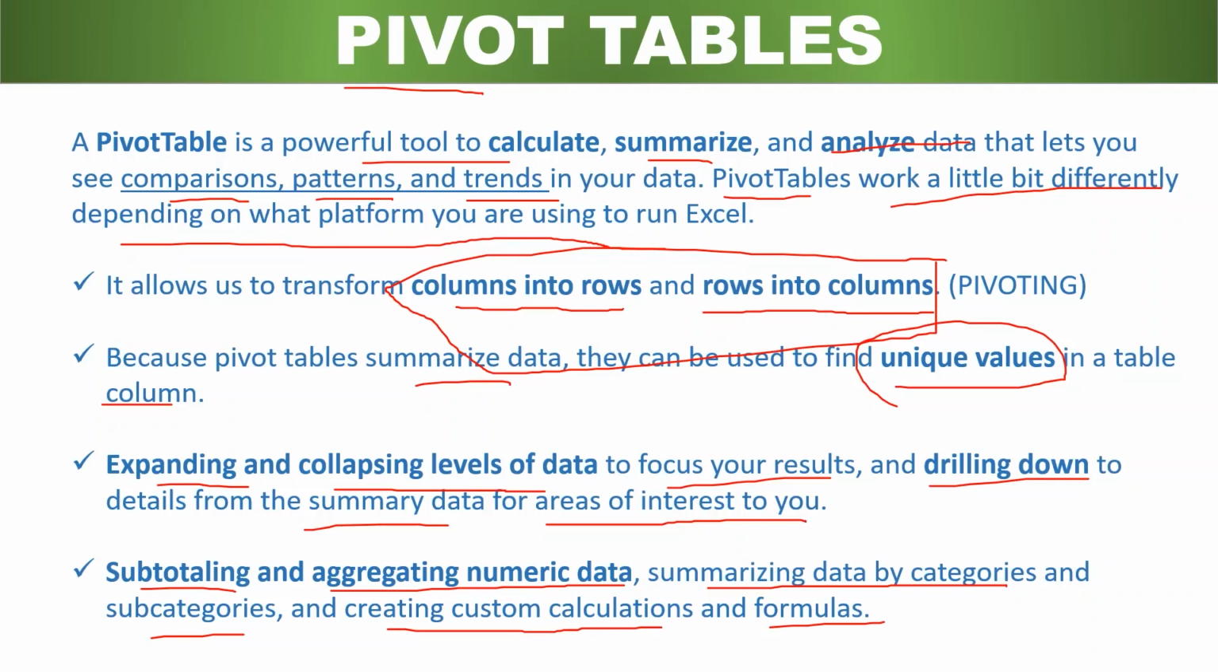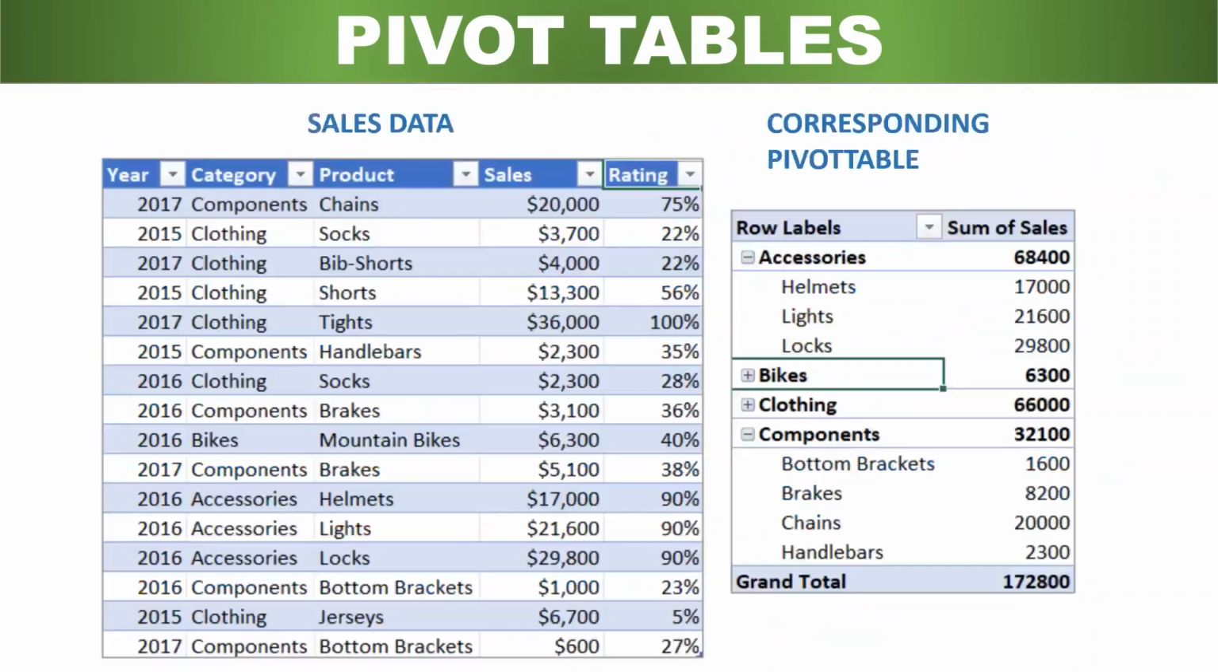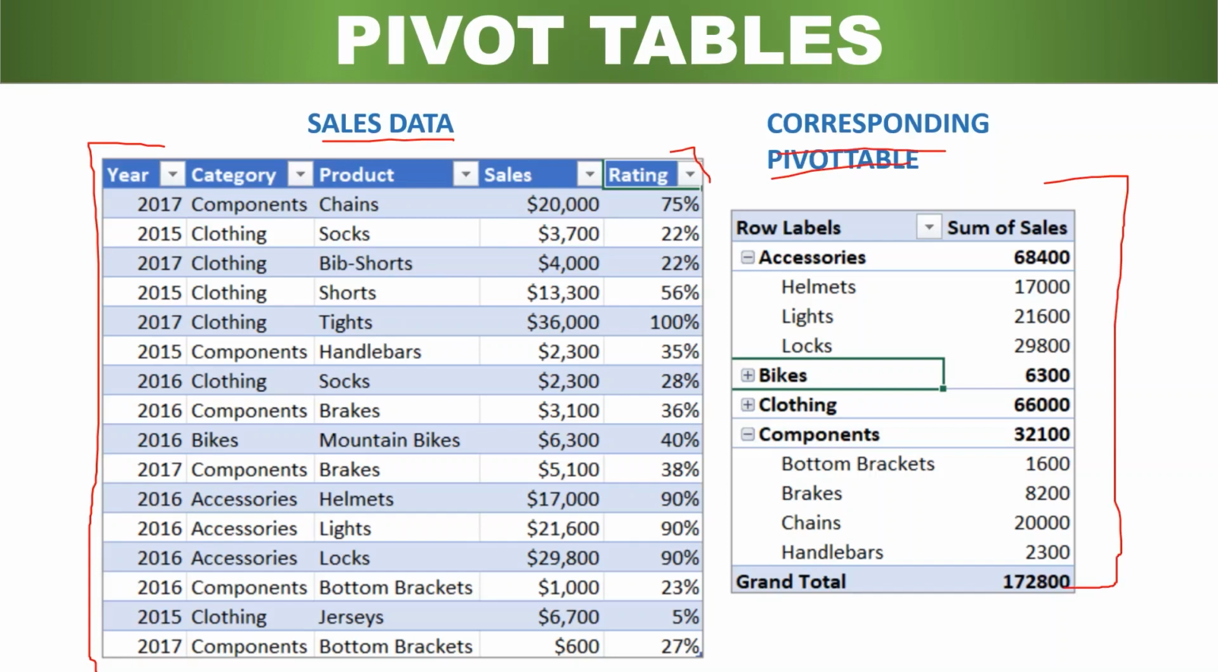Now we will talk about the practical aspect of it. As you can see here, there is sales data, right? This will be the raw data that you will get in the Excel, right? And there is a corresponding pivot table. So this is how a pivot table looks like. So now you have a table where you have sales data for each and every year, category, product, sales, and rating.